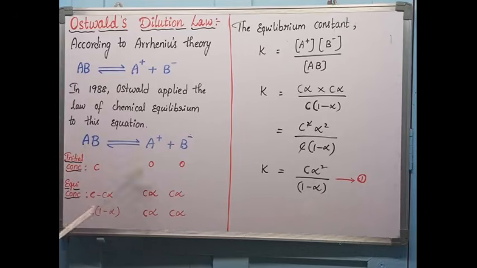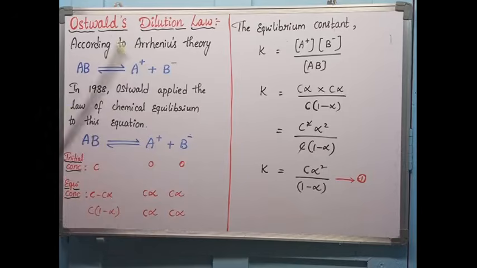But there is an increase in the ions' concentration. C alpha of A plus ions is increased, and C alpha of B minus ions is increased. If we take C common, I can write C into 1 minus alpha. For A plus it is C alpha, and for B minus it is C alpha. This is the concentration at equilibrium.